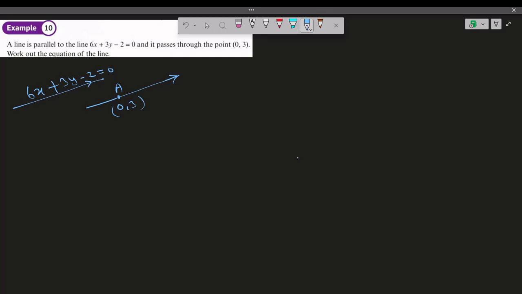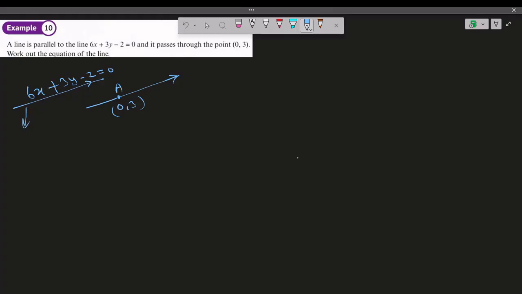A line is parallel to this line. So our line is parallel to 6x plus 3y minus 2 equals 0, and our line is passing through 0 comma 3. We have to find the equation of the line. Just now we learned, if we have a gradient and one point, we can use the gradient point form. To find the equation of a line, we need a gradient and a point. And since these two lines are parallel, they will have the same gradient. Then what is the gradient of the top line, or line L1?